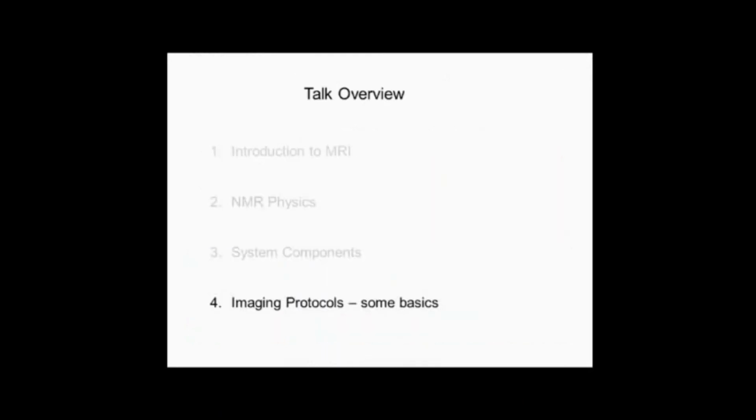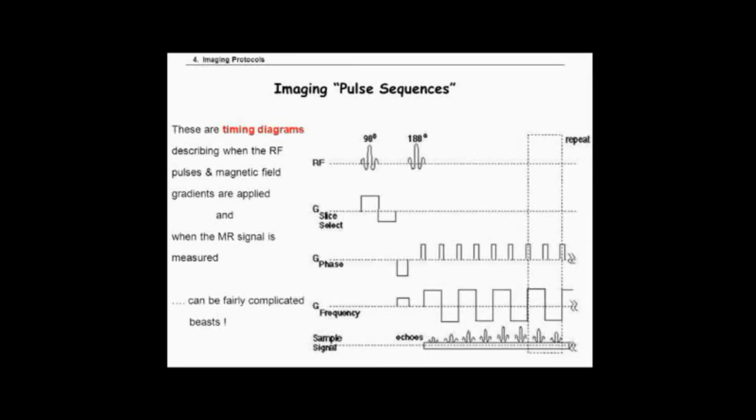I'll just finish off by talking about some of the basic image protocols. When we're acquiring an image, we run what we call imaging pulse sequences. You can see many diagrams of these. Effectively, they're timing diagrams. They describe when we apply things, when we turn them on and when we turn them off, such as when we put in RF energy. So we have enough energy to create a 90-degree rotation, and then at this time point, we have enough to create a 180-degree rotation.